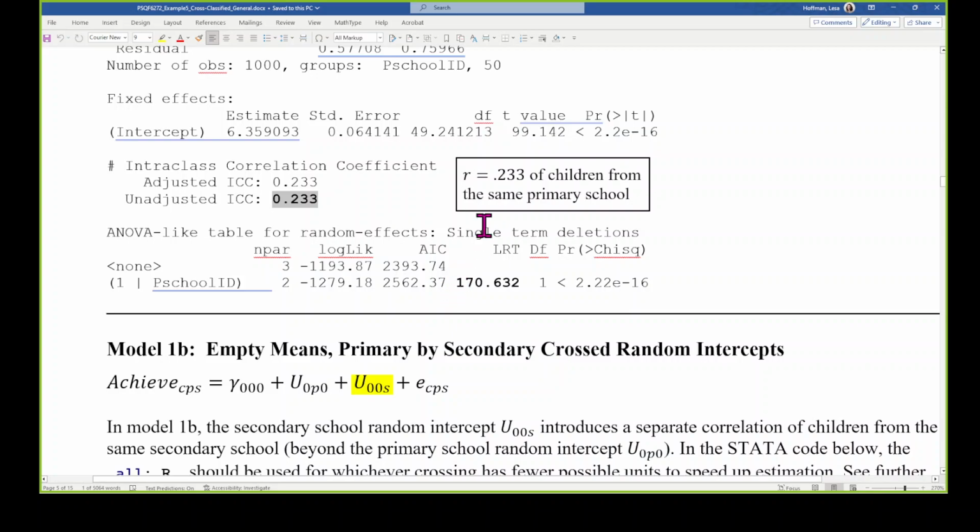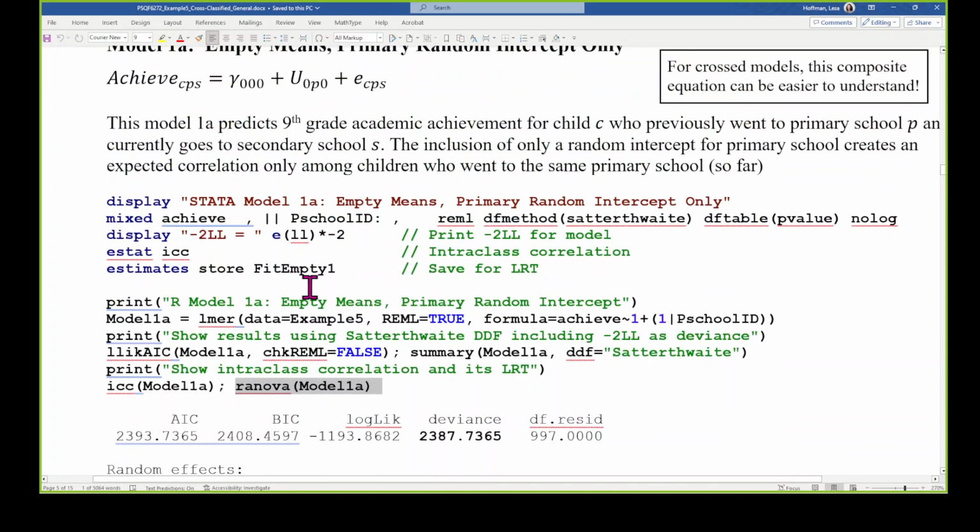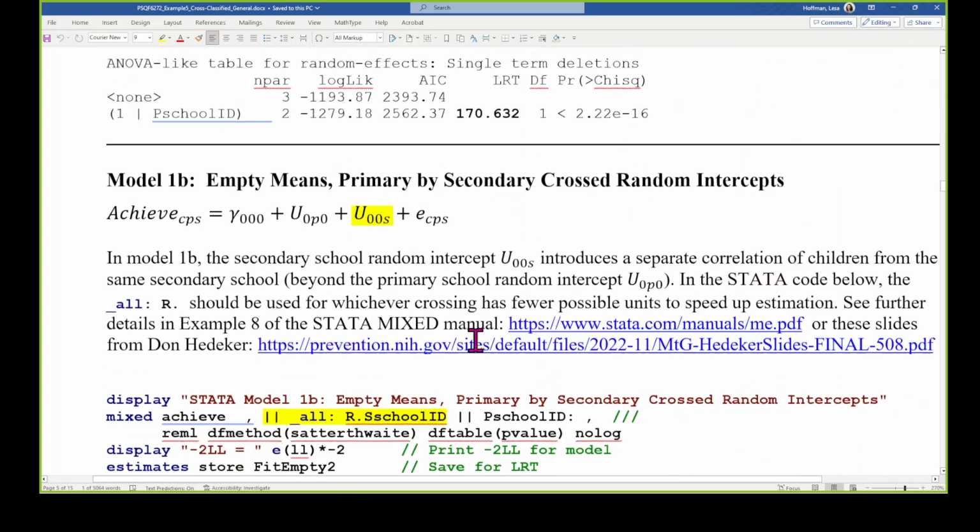And that 0.23 is significantly greater than 0 via the likelihood ratio test against a model that doesn't have any random intercepts, which I did not estimate because the Renova function in R will do it for you. Renova just drops out all the random effects one at a time, so you just look at the line for the one that you intended. In Stata, there is a likelihood ratio test for no random effects printed as default part of the output underneath the solution for fixed effects.